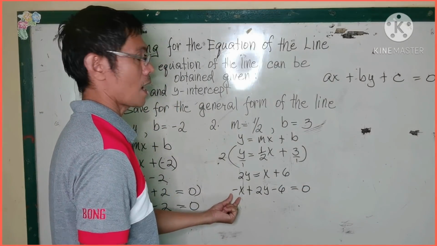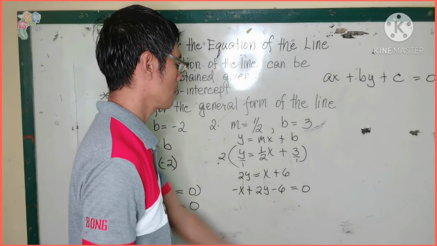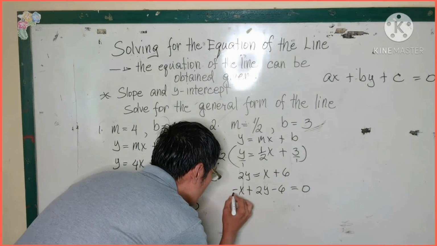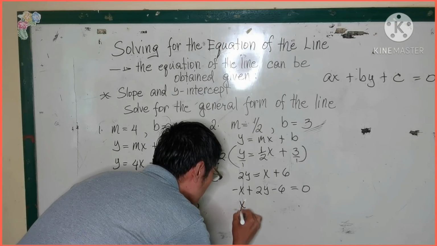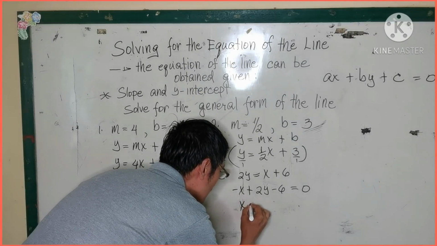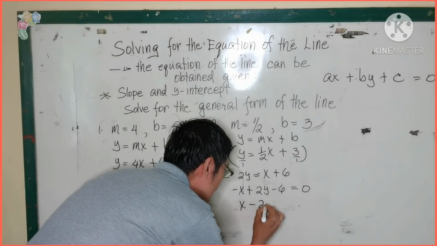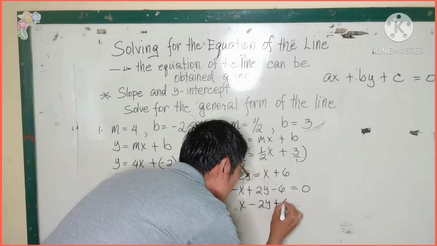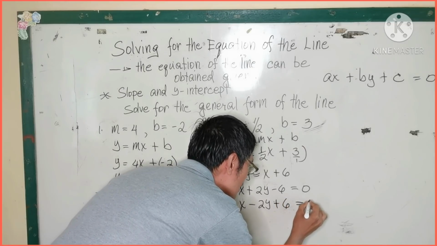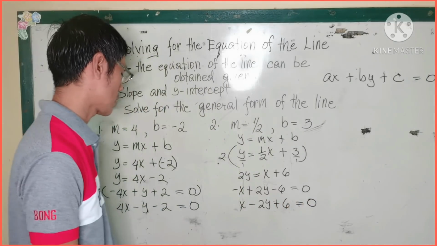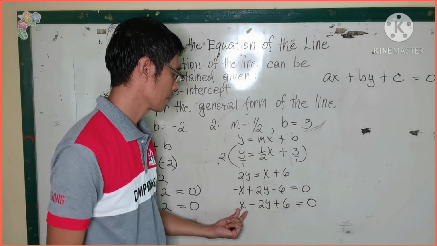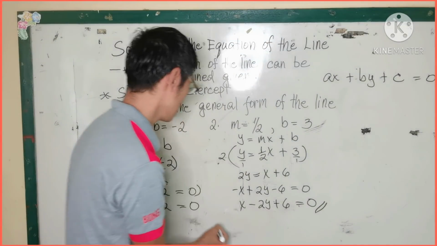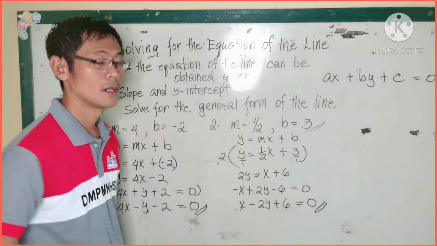Since the leading term is negative, we are going to multiply negative to all the terms. Negative times negative, positive, negative times positive, negative, then negative times negative, positive 6, then 0. So the final answer is x minus 2y plus 6 equals 0.